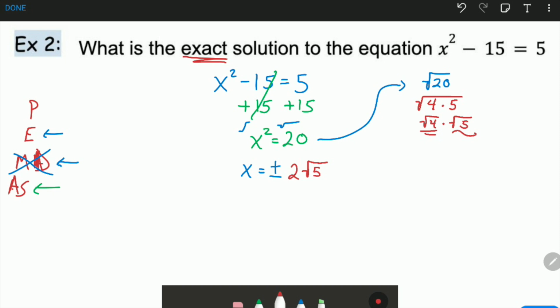Since we're looking for exact solutions, we do not want to type it into a calculator to get the decimal approximation. Remember, you can also write out the answer as the 2 separate forms as well, 2 radical 5 and negative 2 radical 5. Either is correct. I usually just use the plus minus.